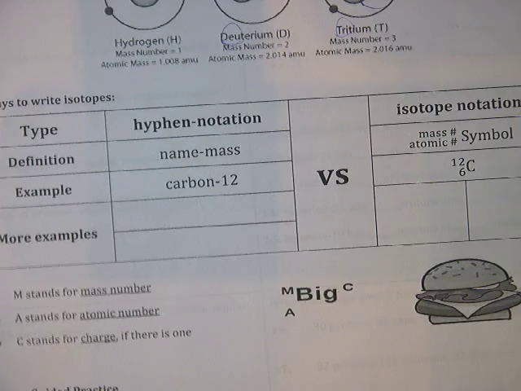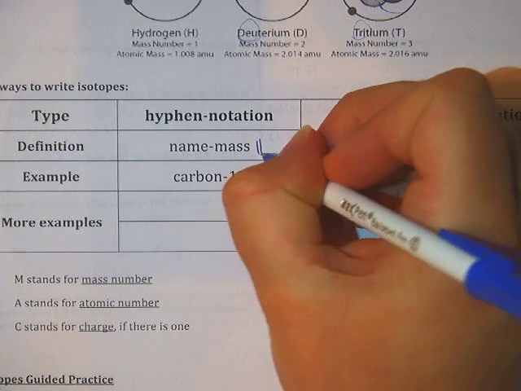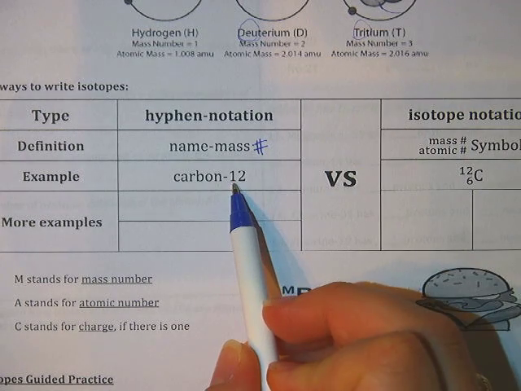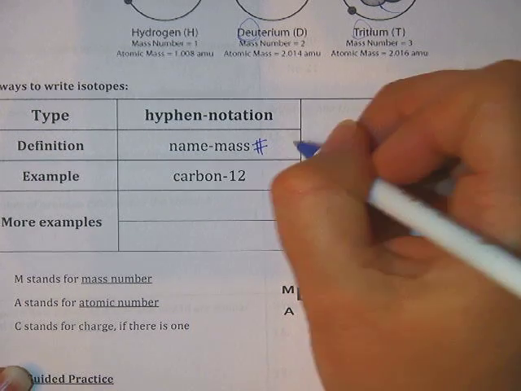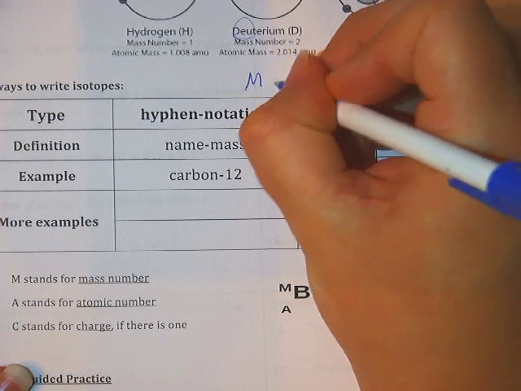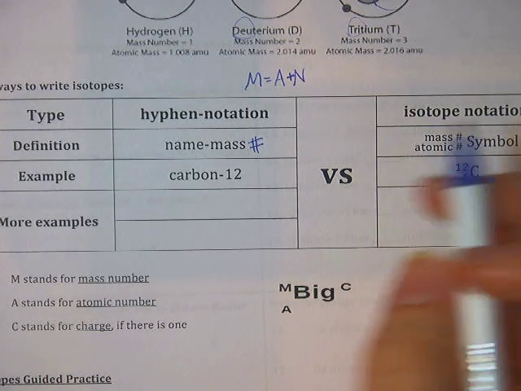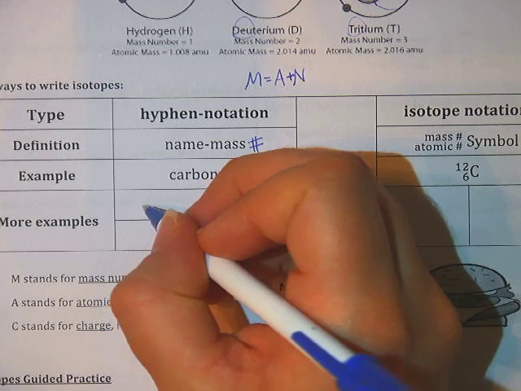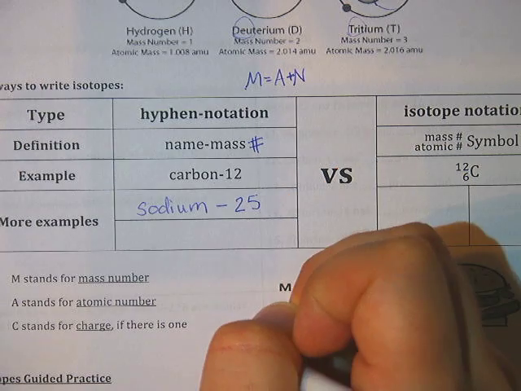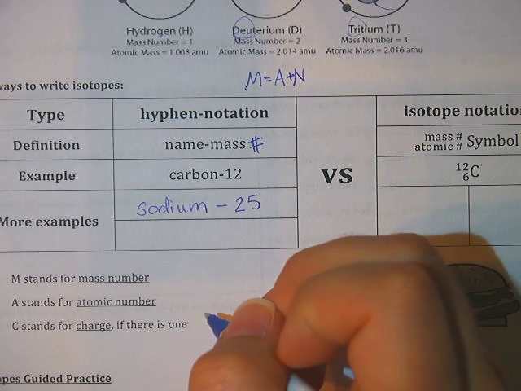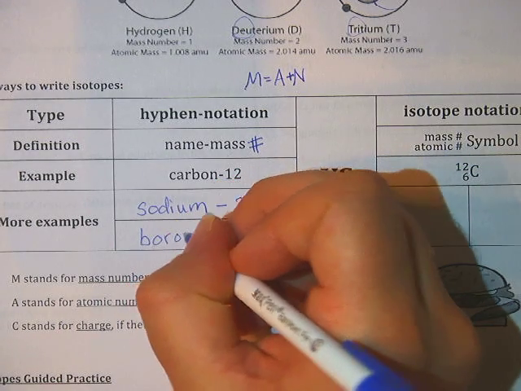There are 2 ways to write isotopes. You can write the name, a hyphen, and then the mass number, I should say. So like carbon hyphen 12 means that there is the element carbon with a mass number of 12. Remember that your mass number, remember ape man, the mass number is your atomic number plus neutrons. So some other examples would be like sodium 25, or like what we drew earlier. We drew boron.